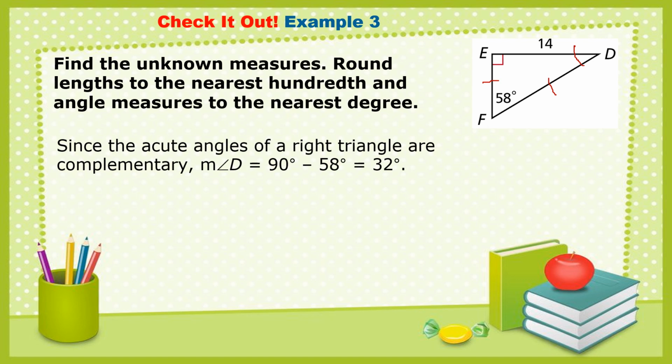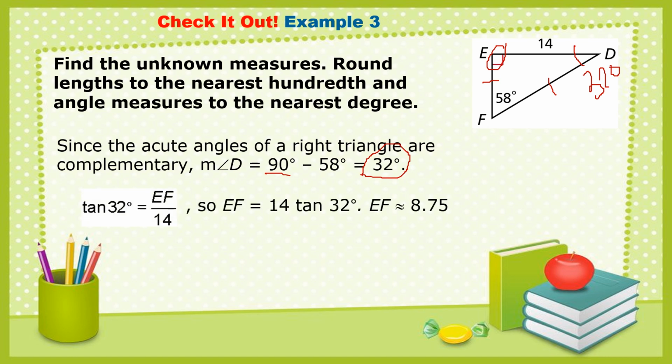So, since the acute angles of a right triangle are complementary, they are equal to 90, since there is a 90 there, because 90 plus 90 is 180. So, as a shortcut, just subtract from 90. So, 90 minus 58, which means our angle is 32 degrees. So, this is 32 degrees.